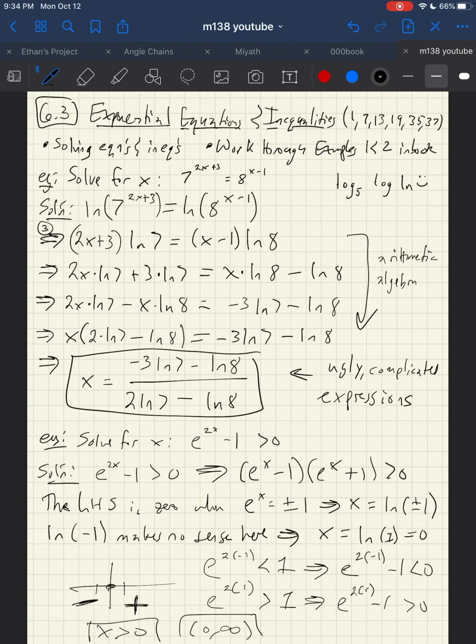Final answer. Okay, I hope that made some sense, and we'll see you in the next section, which is about the same type of questions except for logarithms.